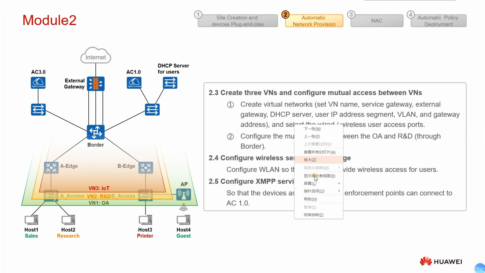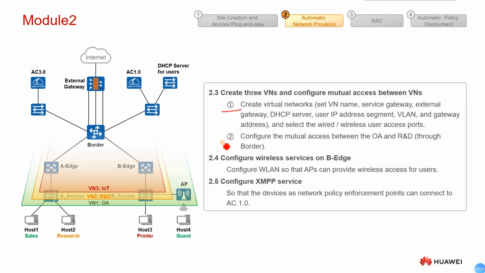And this step is for VN configuration. Okay, VN is short for virtual networks. And under this step, we are going to create 3 different virtual networks and configure mutual access between different VNs. 2 steps. The first one, create virtual networks.